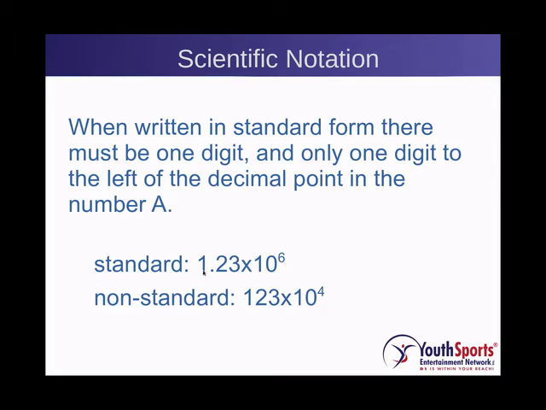For example, 1.23 times 10 to the 6 is like 1,230,000. This is the same number as 123 times 10 to the 4, but this is a non-standard notation. And this is in standard notation.